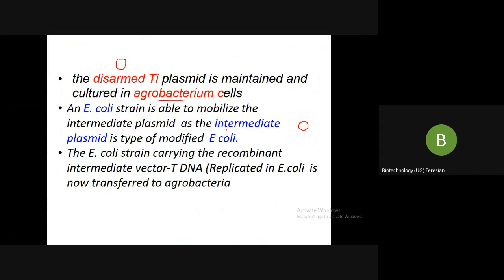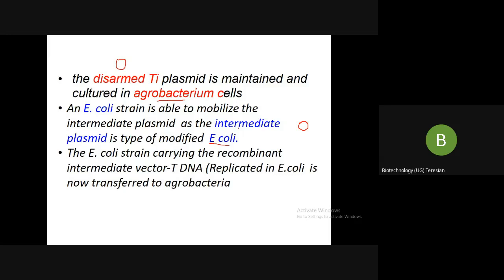Whereas your intermediate plasmid, what is your intermediate plasmid? Actually, your intermediate plasmid is a modified form of an E. coli plasmid. Okay, we have taken the E. coli plasmid and we have modified it, and that is called your intermediate plasmid. And so you put this intermediate plasmid into the E. coli. And afterwards, the E. coli strain carrying the recombinant intermediate vector DNA, replicated in E. coli, is now transferred into the Agrobacterium.